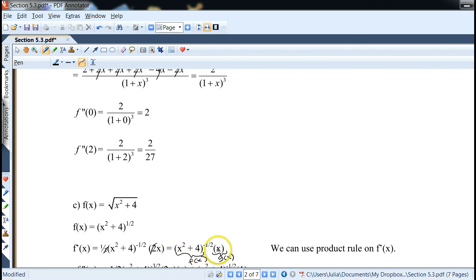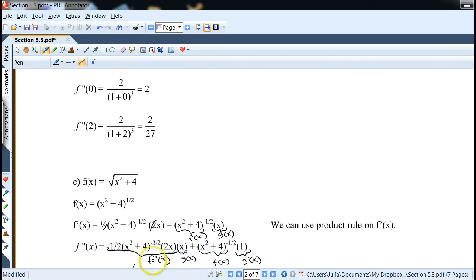And I tried quotient rule in class. Some of the students tried and we couldn't quite get it. It was more challenging. But anyway, let's try this as a product rule. So let's say x squared plus 4 to the negative 1/2 power is f of x, the first function, and x is the second function. So let's use product rule on this.